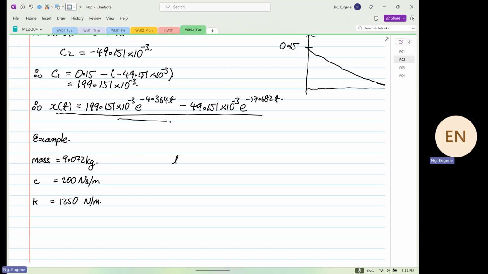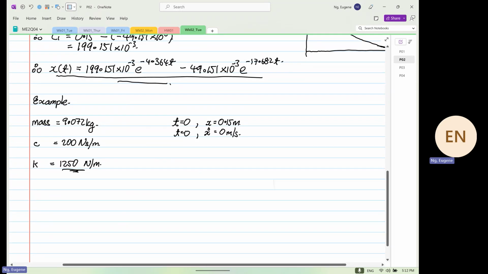Boundary condition is still the same. Time is equal to 0, x is equal to 0.15 meters. And time is equal to 0, x dot is also equal to 0 meters per second. So the boundary condition is the same. The only thing that changes is the 1250.